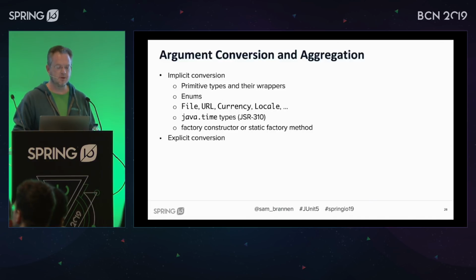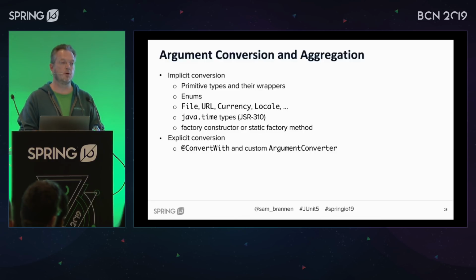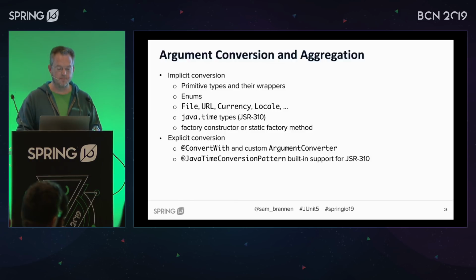Now, in terms of explicit conversion, if that stuff doesn't work, you can always provide your own conversion. You can do that by implementing your own ArgumentConverter and then just configuring that with @ConvertWith. We also have support for patterns with the Java time conversion, so you can specify a particular pattern for the date format or the time format coming from your source, from your CSV file, for example.